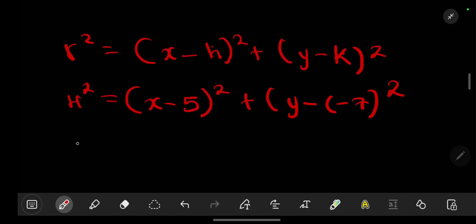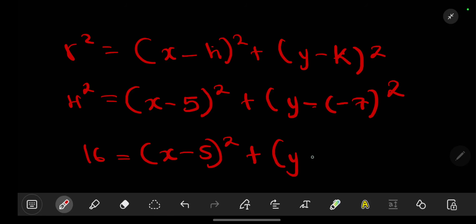So 4 squared is equal to 16, which is equal to x minus 5 squared, plus y, negative by negative will be positive 7, squared.